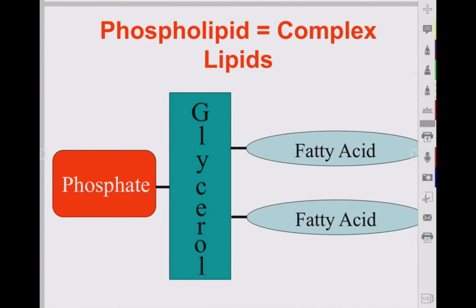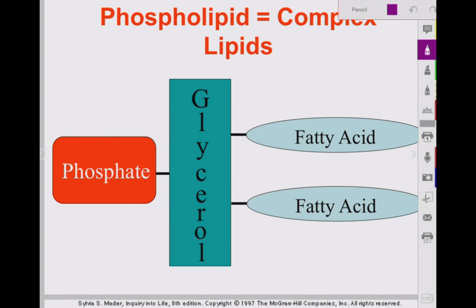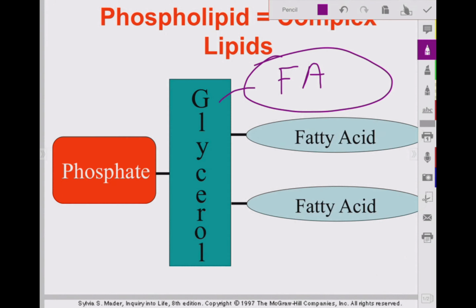Now, remember how I said fats were neutral, right? Oil floats on water, wants nothing to do with water. Well, Mother Nature always finds a way. You see, our cell membrane itself is sort of a hybrid. You notice something's missing on this molecule. Now you'll say, hey, where did the third fatty acid molecule go? Where the heck is that? Why are there only two? And why is phosphate sticking out on the side?